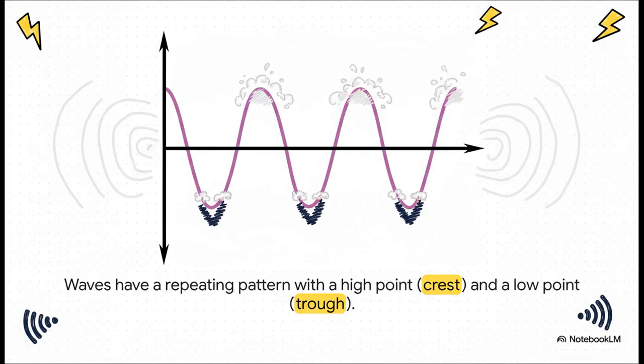And you know what? All waves, whether they're in the water or zipping through the air, share this basic repeating pattern. We call that high point the crest and the low point the trough. This simple up and down shape is the fundamental building block for everything we're about to talk about.